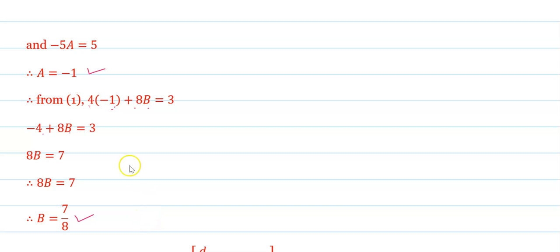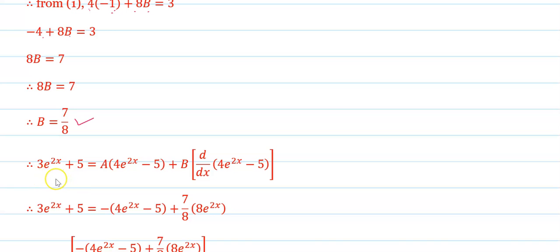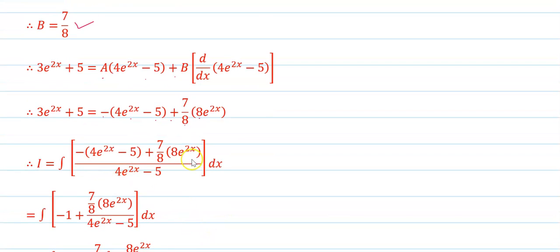Now we know the value of a and b. Substitute here. What is that? Numerator is equal to a into denominator plus b into d/dx of the denominator. What is a? a is equal to minus 1, that is minus (4e^(2x) − 5) plus b. b is 7 by 8 (8e^(2x)). Okay, now this is the value.